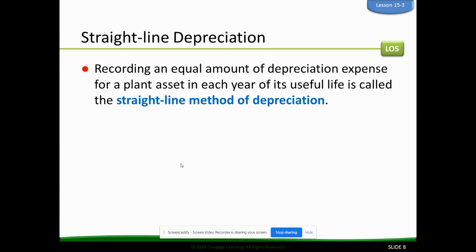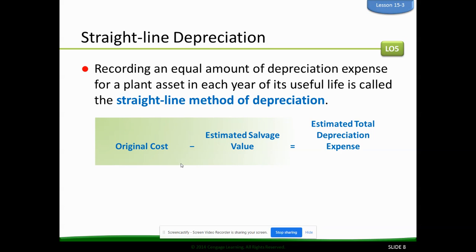Recording an equal amount of depreciation expense for a plant asset in each year of its useful life is called the straight line method of depreciation. So we look at original cost minus the salvage value, and that equals our total depreciation expense. So here we have an asset that cost us $2,500. When we're done using it, we are going to assume it will be worth $500, which means we need to depreciate $2,000.